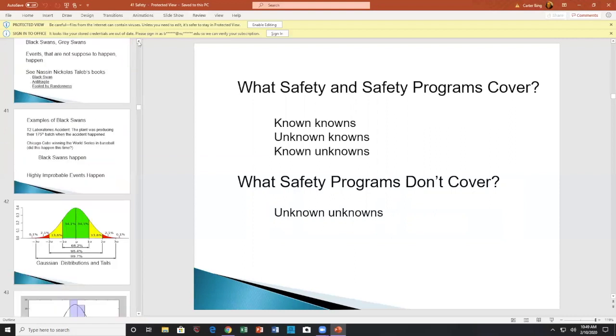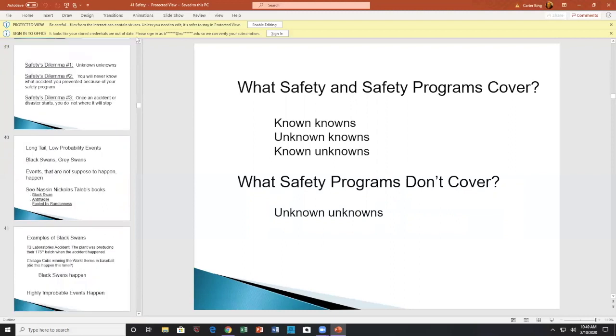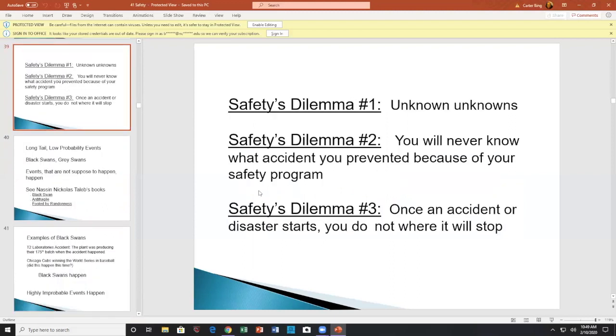So I claim there's dilemmas in safety. These are only a couple of them. There's many dilemmas in safety. Unknown unknowns is the first dilemma. Second dilemma is you never know what accident you prevented because of your safety program. Right. You never know what accidents you prevented because of your safety program.